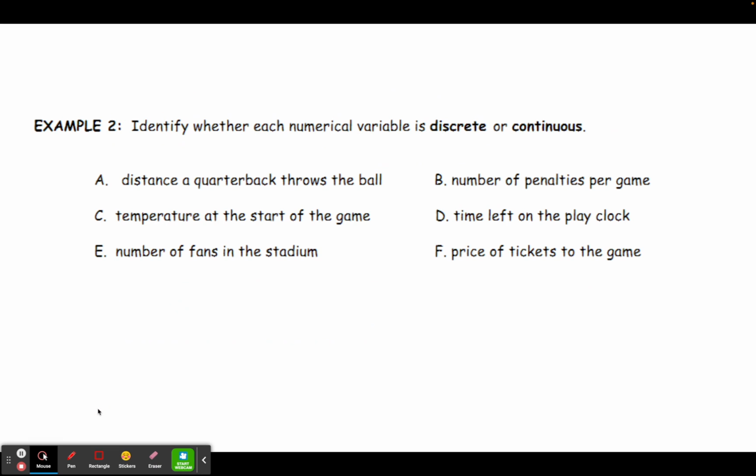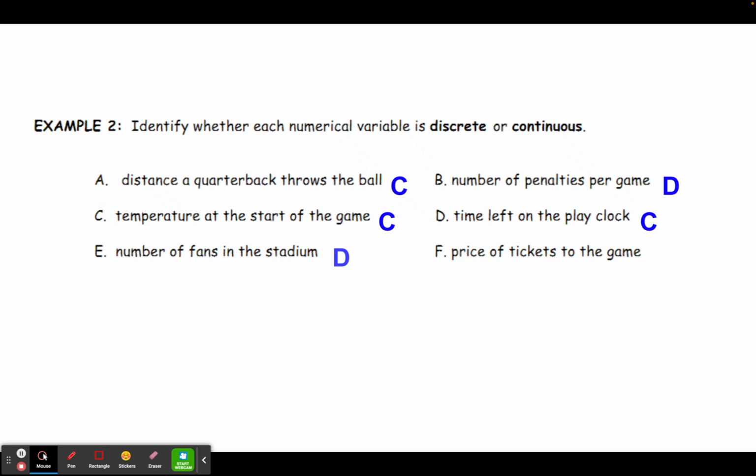All right, let's identify each of these variables as either being discrete or continuous. The distance a quarterback throws a ball would be continuous. We would measure that with a tape measure or a meter stick. The number of penalties in a game would be discrete because we would count those. Temperature at the start of the game would be continuous. That we would measure with a thermometer. The time left on a play clock, that would be continuous. We measure time with either a stopwatch or a clock.